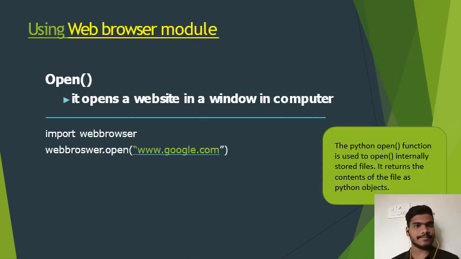Using the webbrowser module. The Python open function is used to open internally stored files. It returns the contents of the file as Python objects. Open: it opens a website in a window on a computer. Import webbrowser, a browser is opened. We have opened www.google.com.